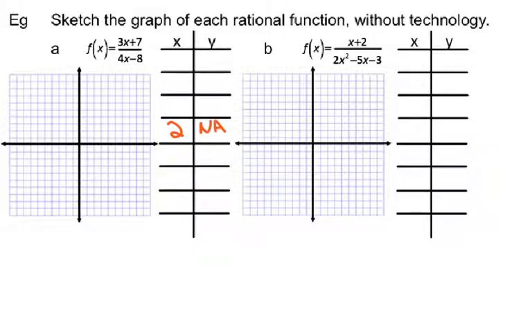which means we can't actually find a y-coordinate if we plug in 2 for x. In order to get an accurate read on the shape, we need 3 points on either side of the asymptote. So I'm just going to count back, 1, 0, -1, and then go 3, 4, 5.